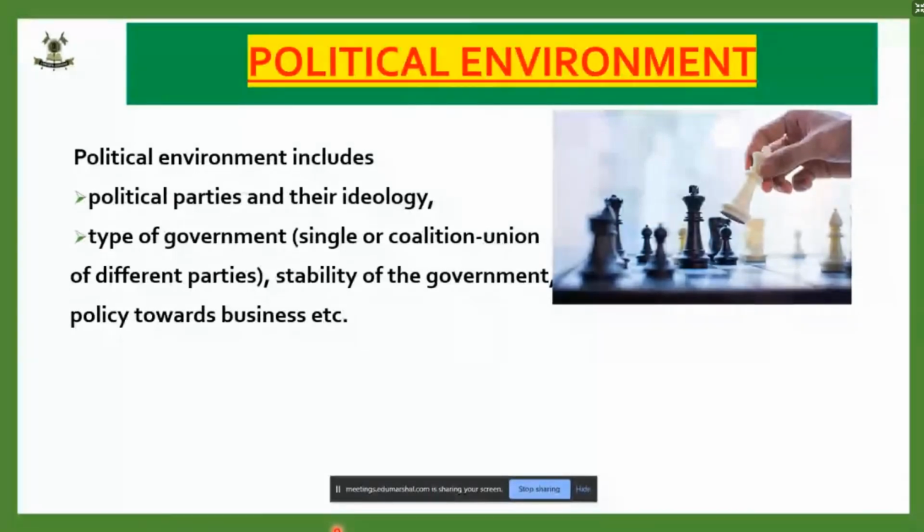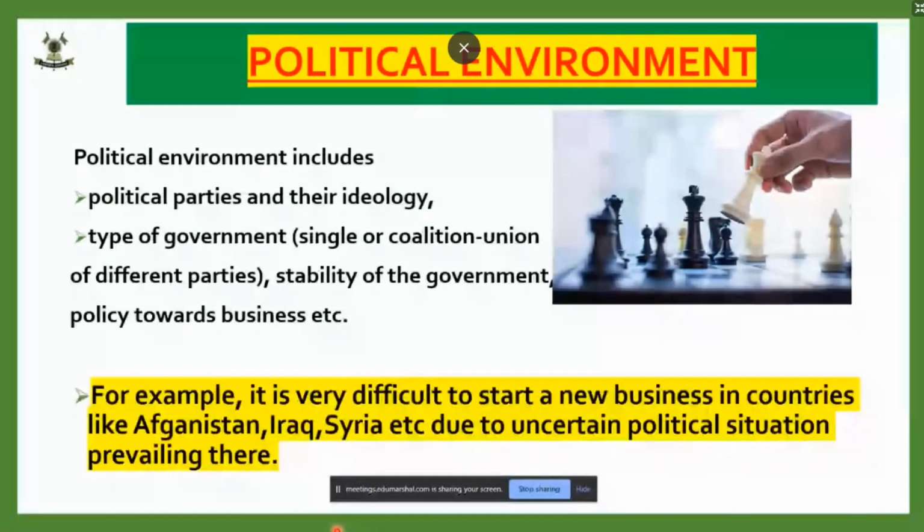And when we talk about the government's ideology, because the government has taken a decision, the type of government, whether a coalition government or a single party government, and the stability of government, is very important. Stability of government in the sense of whether there is war or peace. If you see the example, it is very difficult to start a business in countries like Afghanistan, Iraq, Syria. Why? Because the political situation is so uncertain. Why will people like to start a business there?